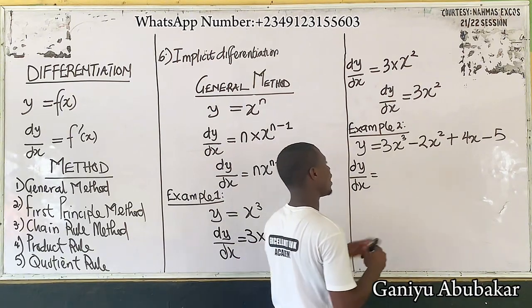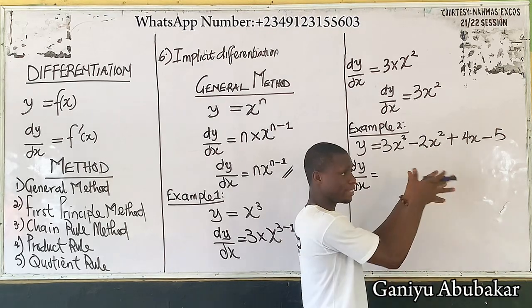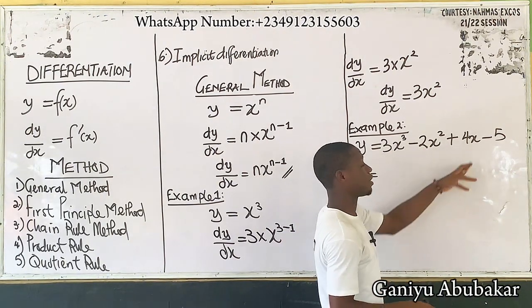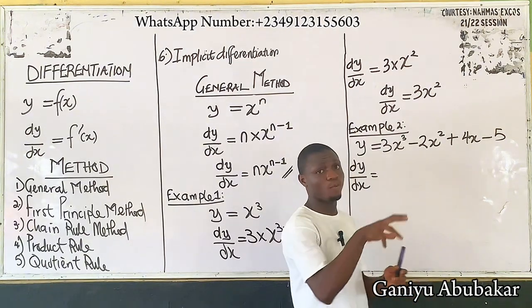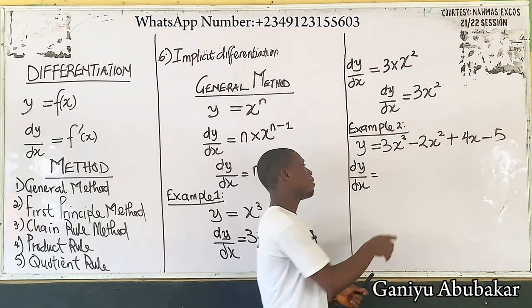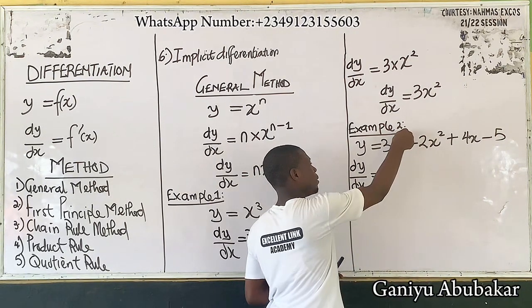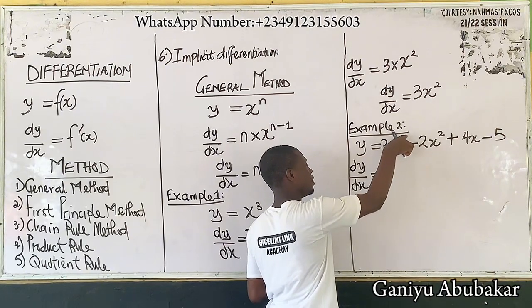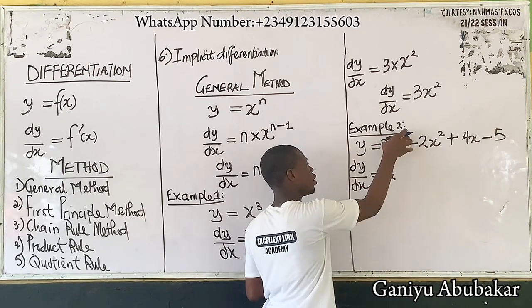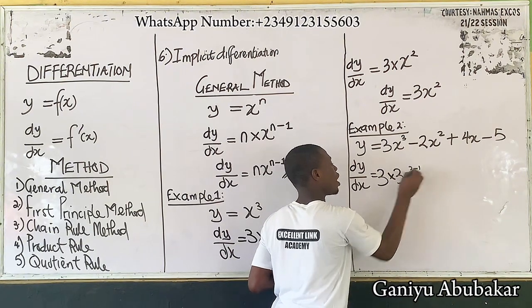Now I'm seeing 3x cubed, a term. I'm seeing 2x squared, a term on its own. I'm seeing 4x, a term on its own. And I'm seeing 5. Let's differentiate each term one after the other. If I'm seeing 3x cubed, we said the key concept is, what's the power here? 3. We said multiply by the power, that becomes 3 times the 3 of 3x cubed. We said subtract 1 from the power.